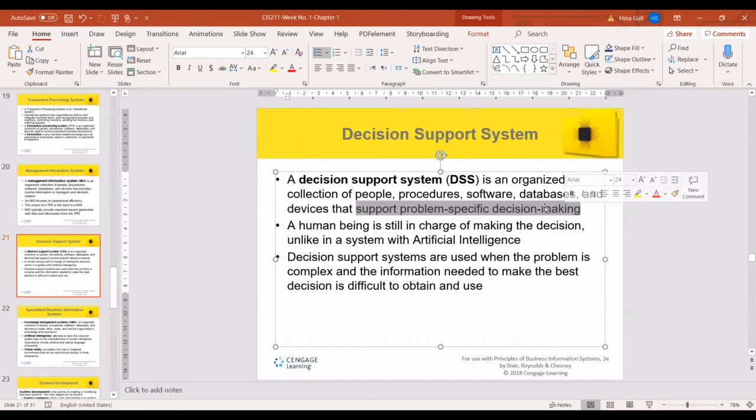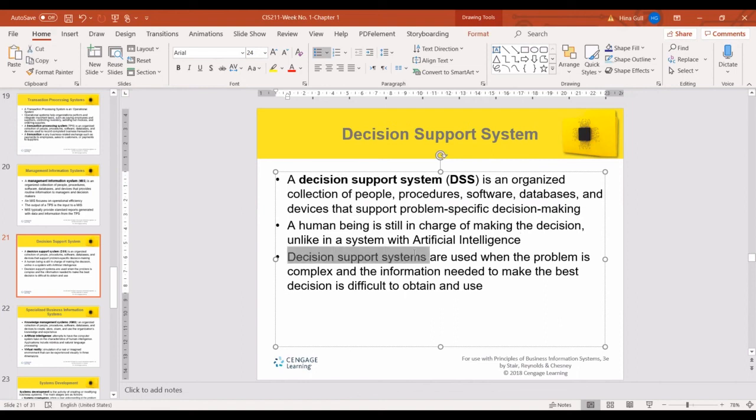As its name shows, the DSS, decision support system, will support your decision. You want to take a decision on something, so you need data for that. This system will generate a specific style of reporting that will help you take a decision. A human being is still in charge of making the decision, unlike in a system with artificial intelligence. Nowadays artificial intelligence is very famous. In many systems, people use it to automatically generate decisions based on historical data. But ultimately, you are responsible. You are the human being, so you can take any decision.